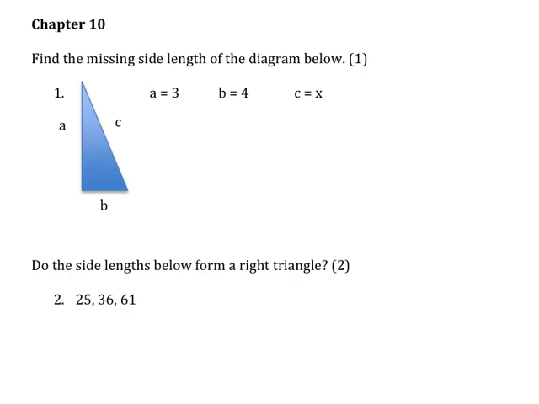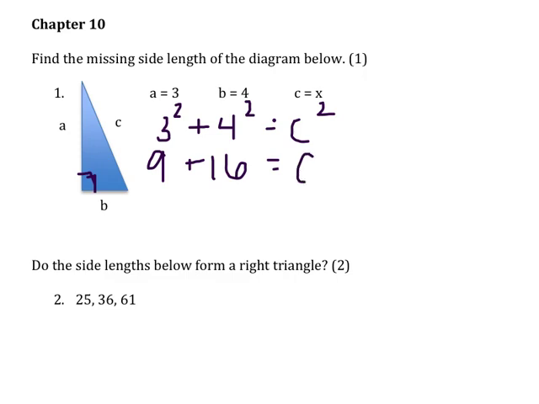Find the missing side lengths of the diagram below. So we're going to use, sorry I didn't mark that, it's a right triangle. So we're going to use the Pythagorean theorem, a squared plus b squared equals c squared. So 3 squared plus 4 squared equals c squared, or x squared. 9 plus 16 equals our third length squared. So 25 equals c squared.